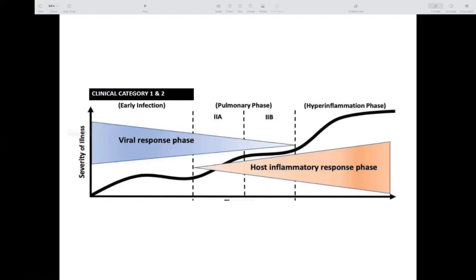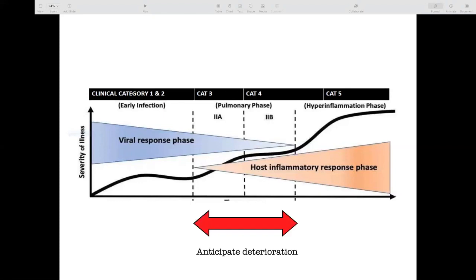As we can see from here, Cat1 and Cat2 patients are associated with early infection phase, Cat3 associated with early pulmonary phase, which is phase 2A, Cat4 patient associated with late pulmonary phase and also early hyperinflammatory phase, and Cat5 associated with hyperinflammatory phase. So these are the criteria. In the pulmonary phase, which is normally happen from day 5 to day 10, we anticipate deterioration in these types of COVID-19 patients.